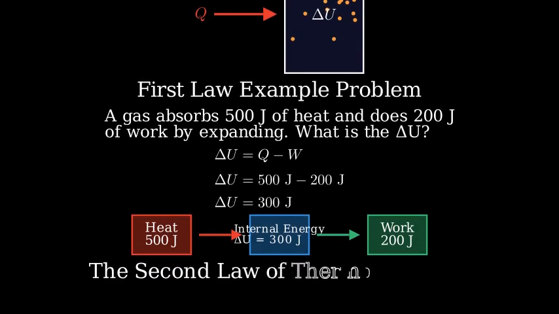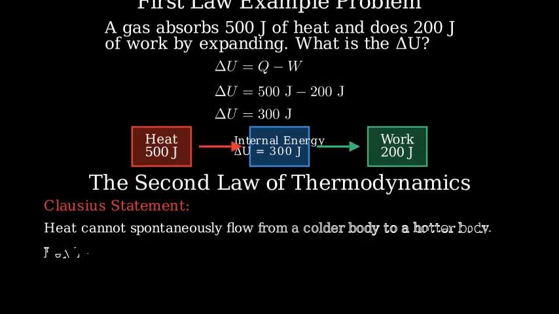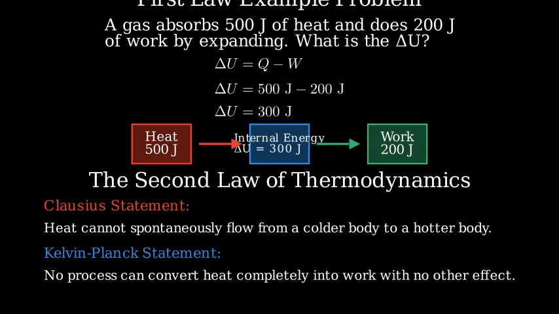Now, let's move to the second law of thermodynamics. The second law of thermodynamics deals with the natural direction of heat flow and introduces the concept of entropy. There are several equivalent statements of the second law. The Clausius statement says that heat cannot spontaneously flow from a colder body to a hotter body. The Kelvin-Planck statement says that no process is possible whose sole result is the absorption of heat from a reservoir and the complete conversion of that heat into work.